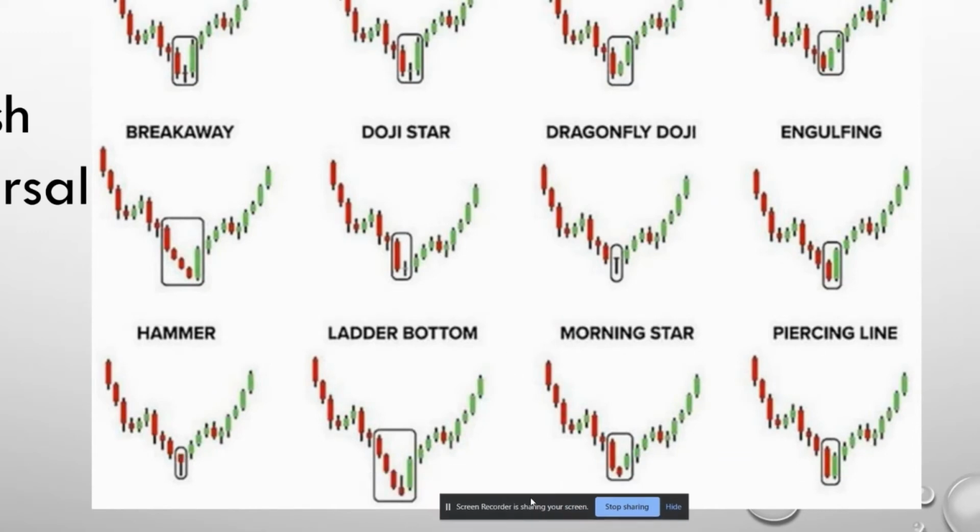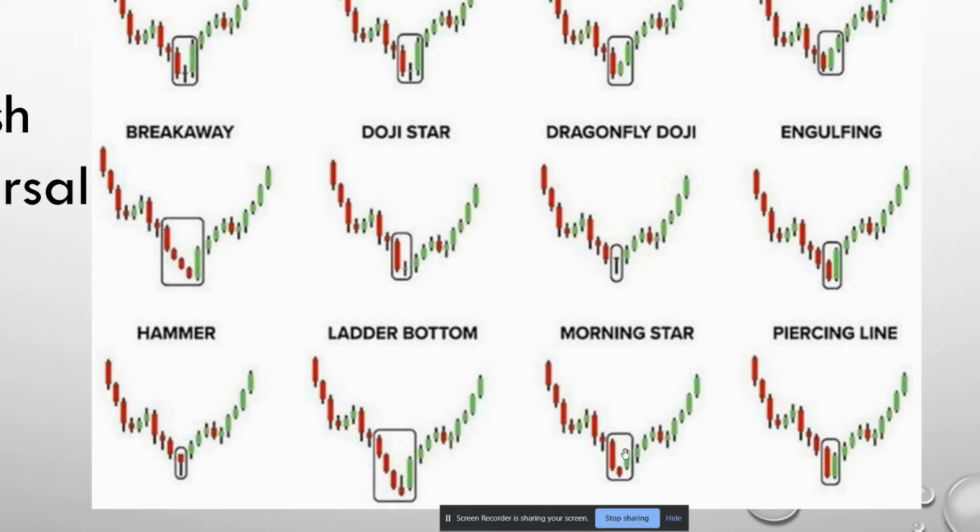Then you can see the ladder bottom. So the ladder bottom is something like this. You see three bearish candles. Then the fourth one here has a wick, more like a rejection. And then the next candle opens bullish, engulfing at least the previous three candles. That is called the ladder bottom. Once you see a formation like this, it is saying that the market is actually going to start going upward.